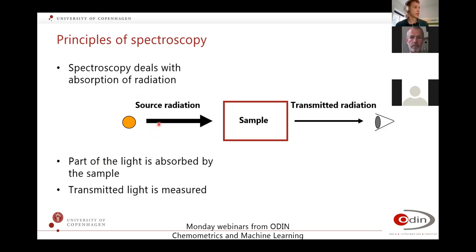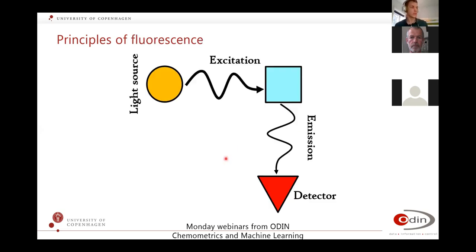If you talk about spectroscopy, you have a source, typically a light source giving the wavelengths you are interested in looking at. Then you have your sample, and you see how much of the light passes through your sample, and by that you get an idea of what your sample contains. In fluorescence it's different, because we don't look at what is coming directly through the sample. If we did so, that would be regular UV-Vis spectroscopy.